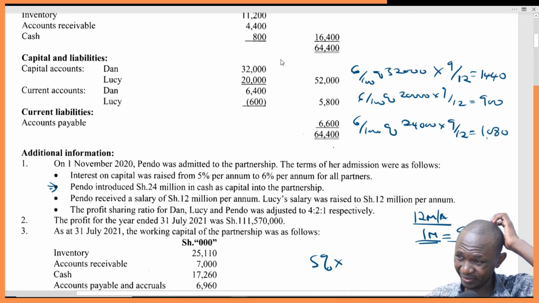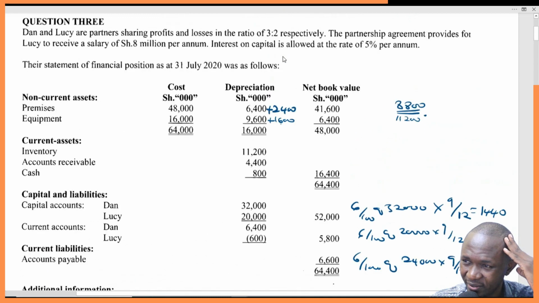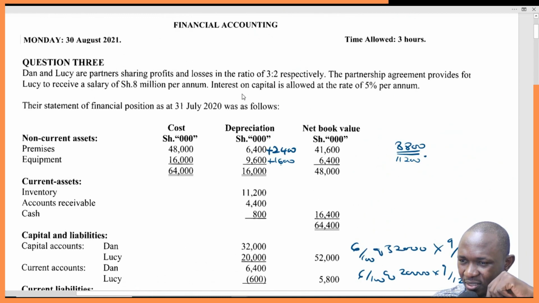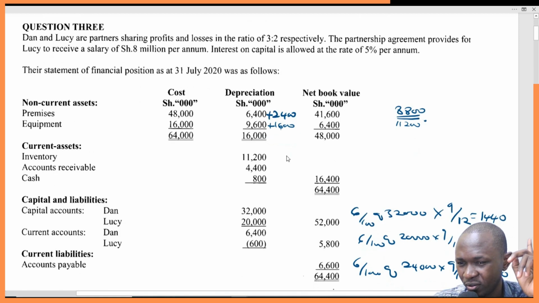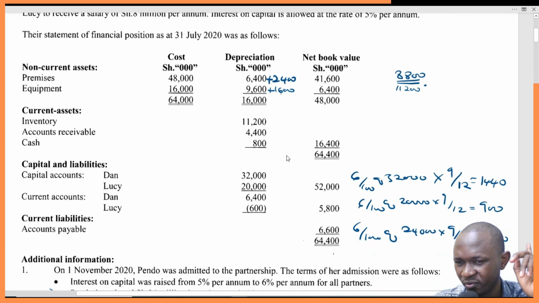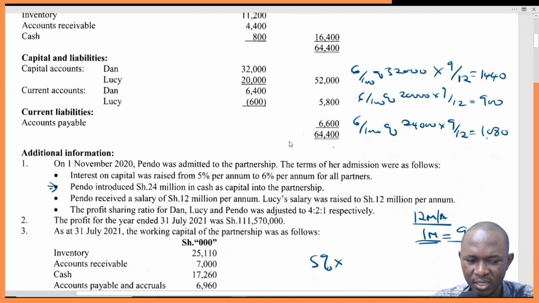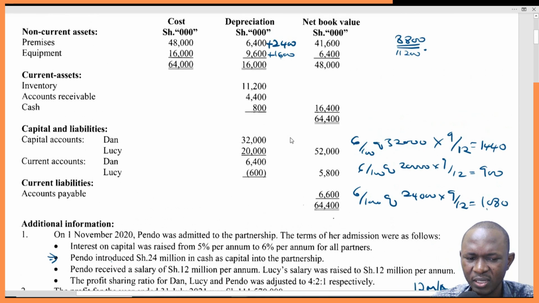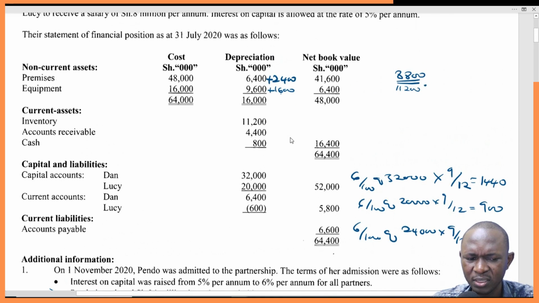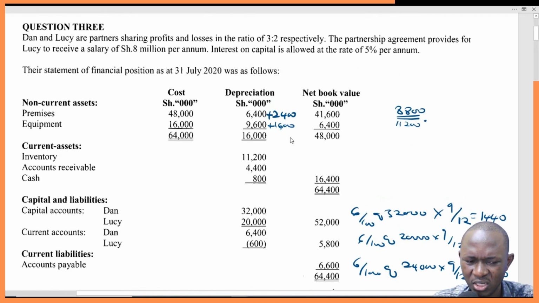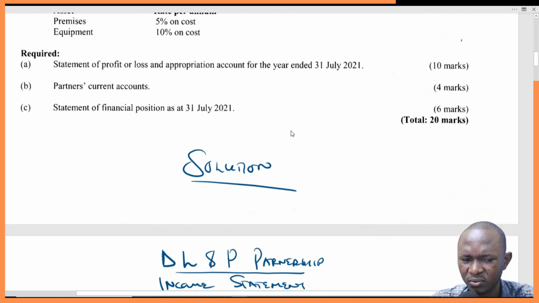So this is current assets, inventory 11,200. The statement of financial position was at 1st July 2020. So inventory 11,200, accounts receivable 4,400, and cash 800. Let me just carry those figures as they are.